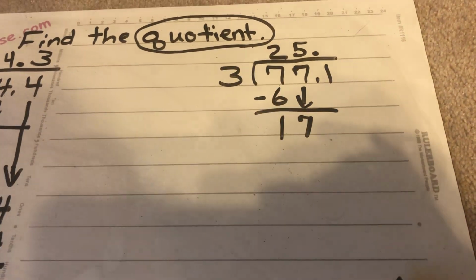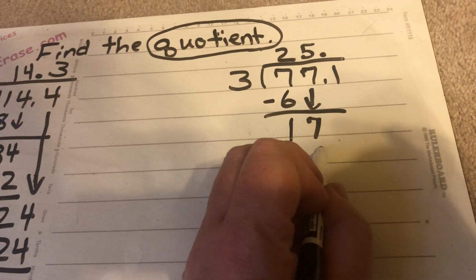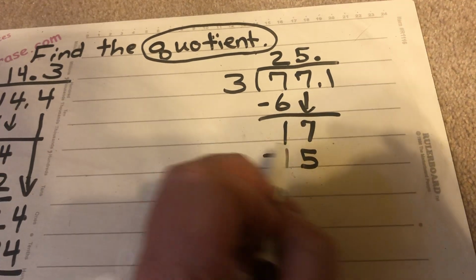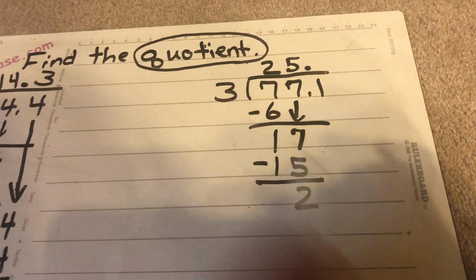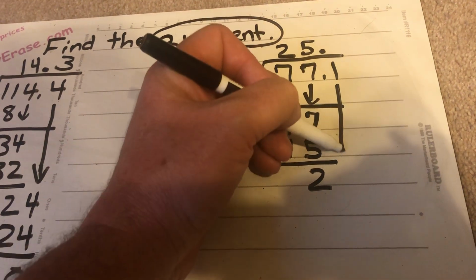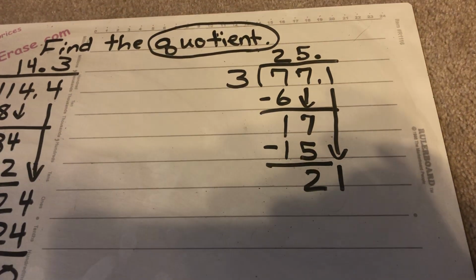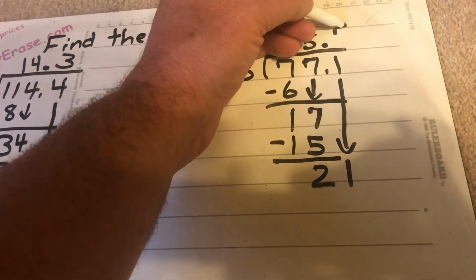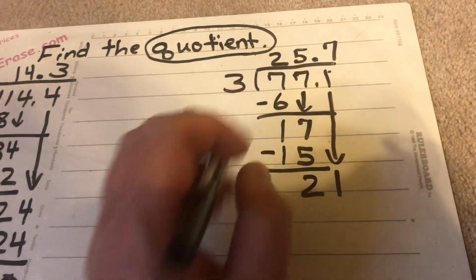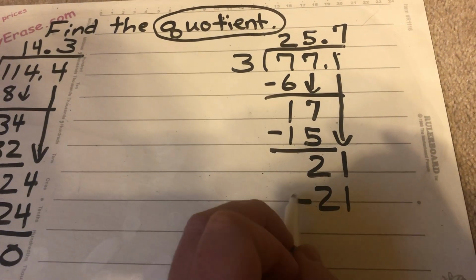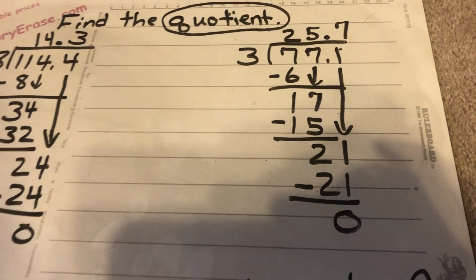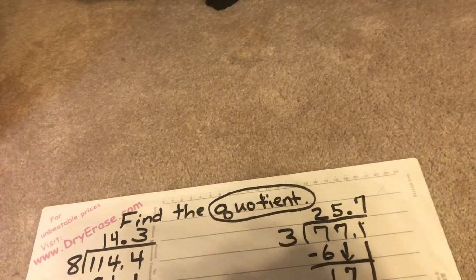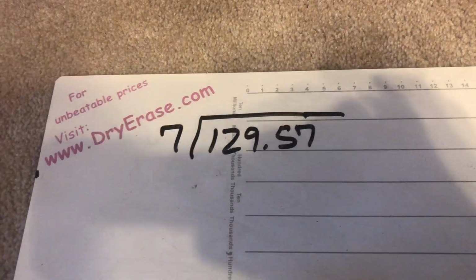3 can go into 17 5 times. 5 times 3 is 15. 17 minus 15 is 2. I like that because 2 is less than 3. I go ahead and I bring the 1 down. 3 can go into 21 7 times. And I'm pretty confident that 7 times 3 is 21. And that 21 minus 21 is 0. All right, well, moving right along here with our other examples. We got 2 more.